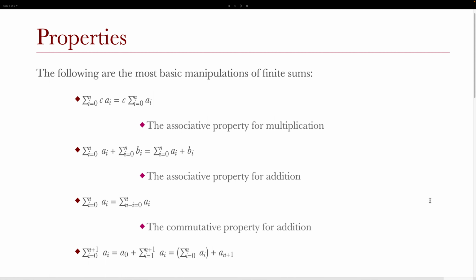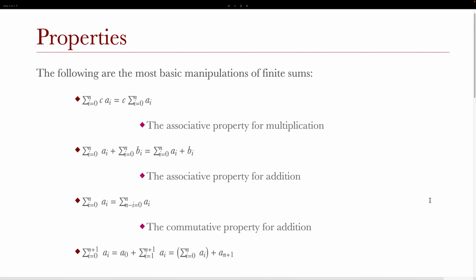Finally, we have an identity that follows from these properties. If you take the sum from i equals 0 to i equals n plus 1 of a sub i, that will be the same as taking a sub 0 plus the sum from i equals 1 to i equals n plus 1 of a sub i, or it'll be the same as taking the sum of i equals 0 to i equals n of a sub i plus a sub n plus 1.